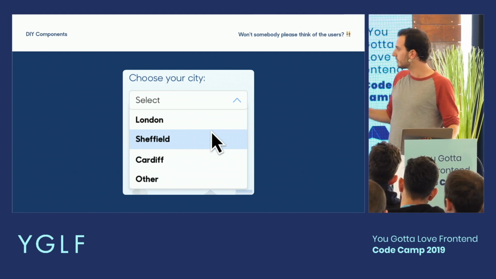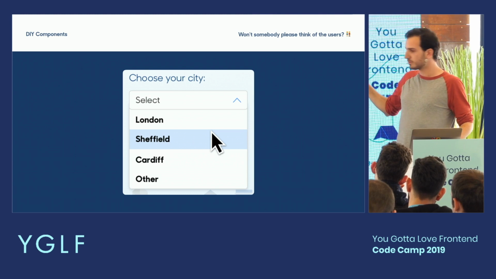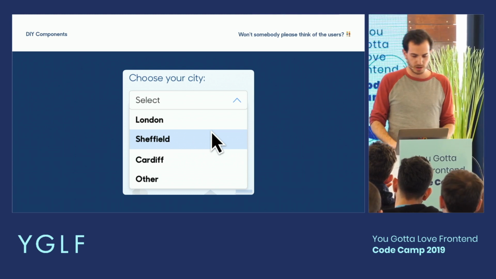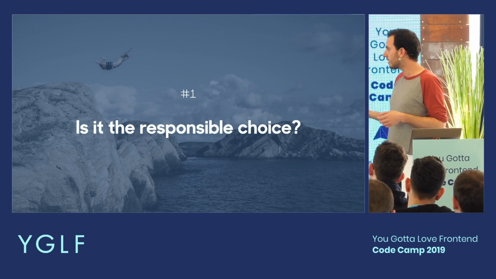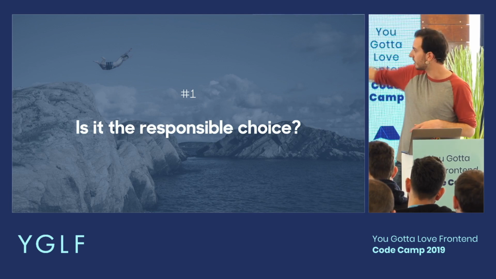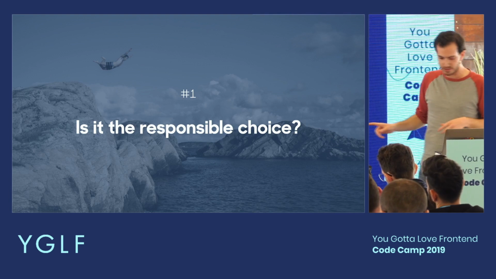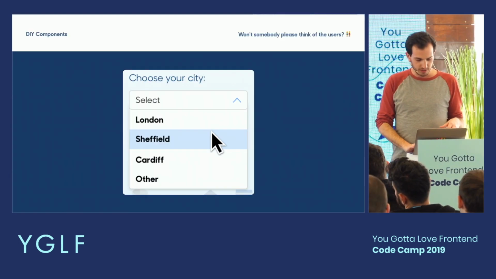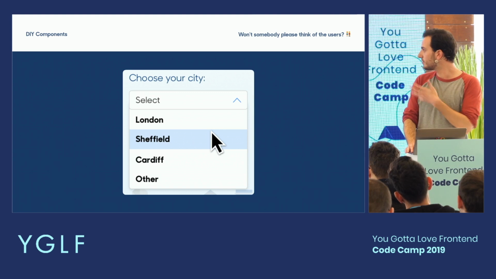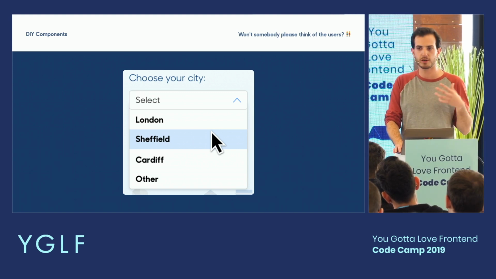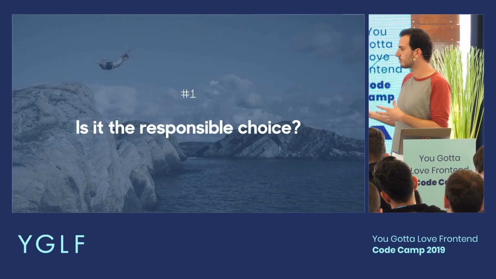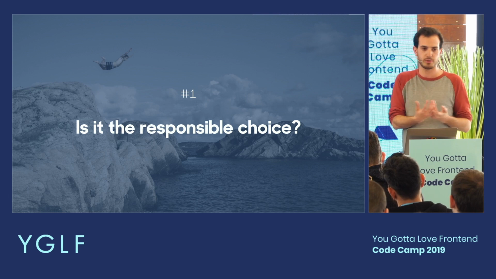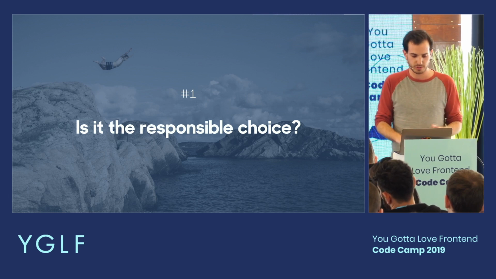So I think that's the question to ask yourself before you build something: is it the responsible choice? I think we've seen, unlike this guy who's not making a responsible choice, it seems, so many of these that are all over the web that are either not very usable or not accessible, and if you want to make the responsible choice, your priority should really be thinking of the users first.